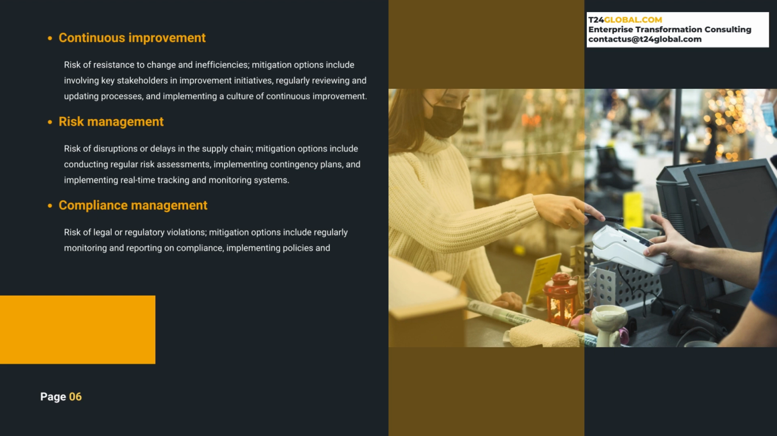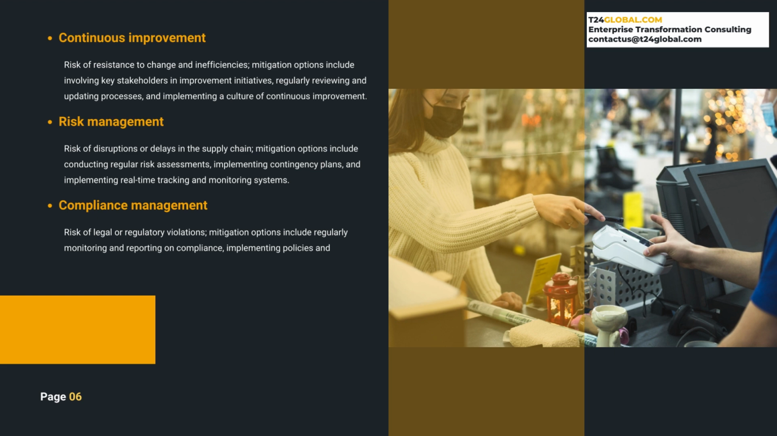Compliance management. This involves managing compliance with legal or regulatory requirements. Legal or regulatory violations can have significant financial and reputational implications for the business. To mitigate this risk, businesses should regularly monitor and report on compliance, implement policies and procedures to ensure compliance, and ensure that employees are trained on compliance requirements.